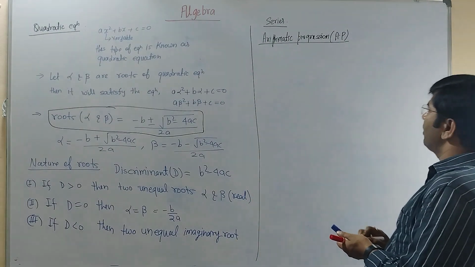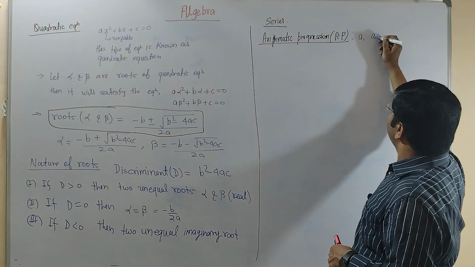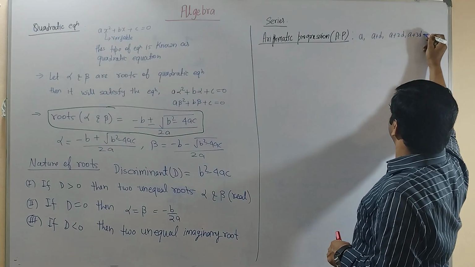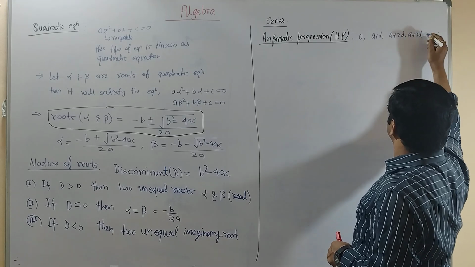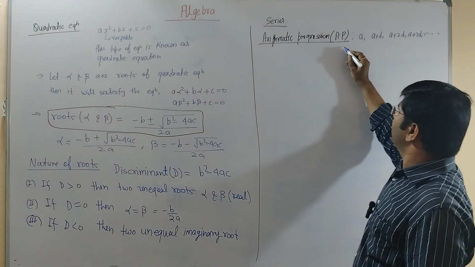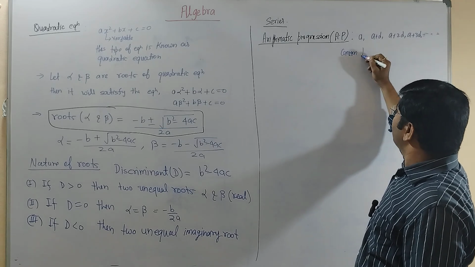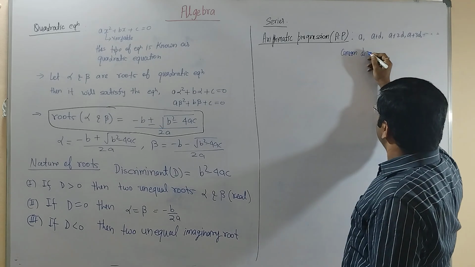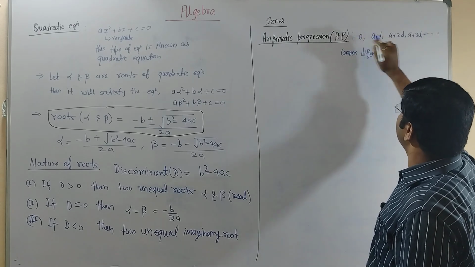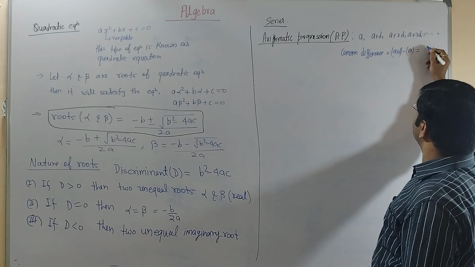So in arithmetic progression series, if there are numbers like this, a, a plus d, a plus 2d, a plus 3d, and so on, okay. So this series is known as an AP. So here, common difference is second term minus first term. So a plus d minus a, second term minus first term, this is always d.